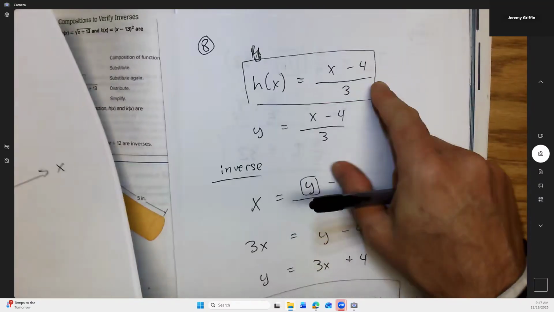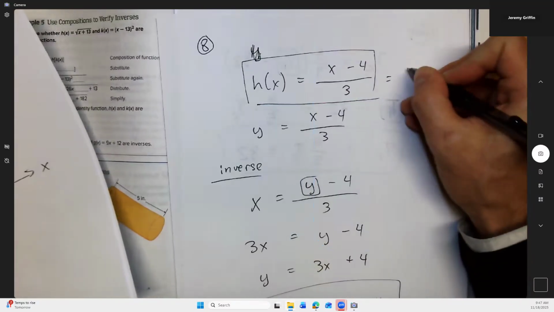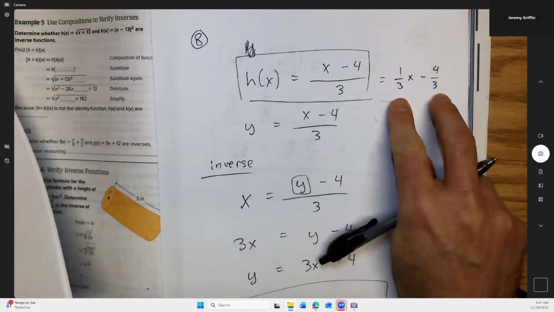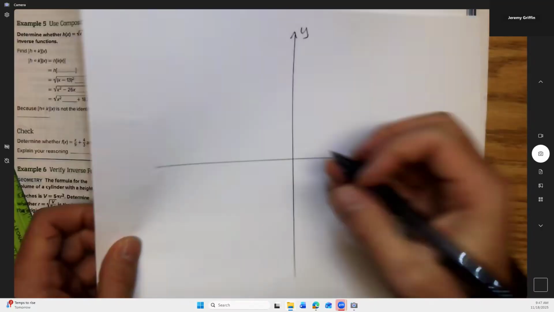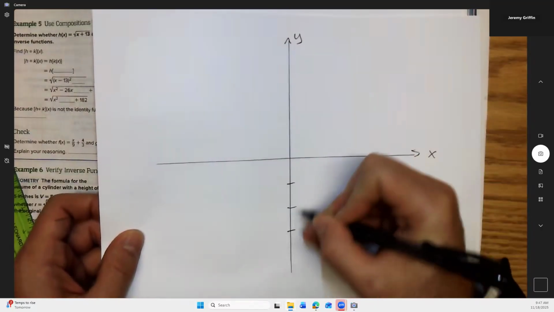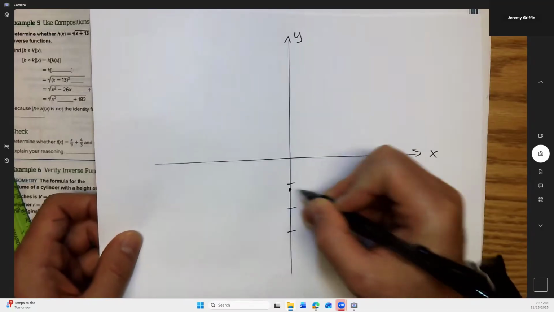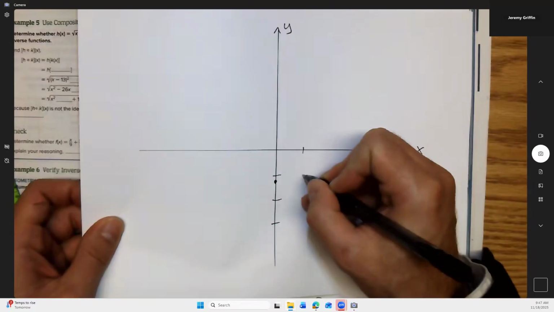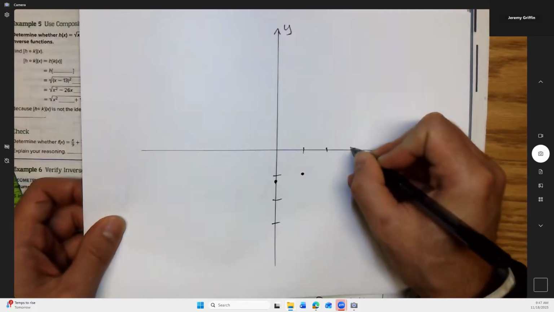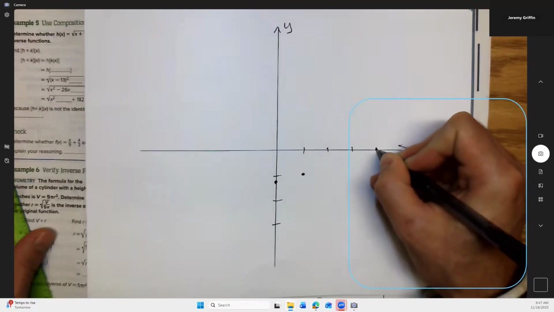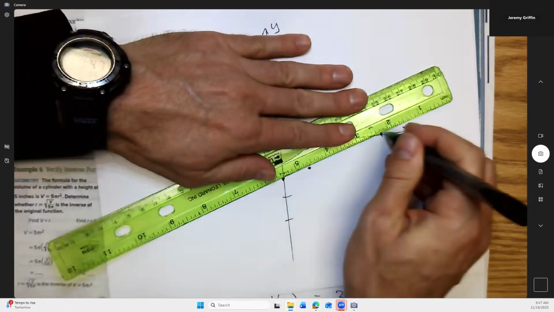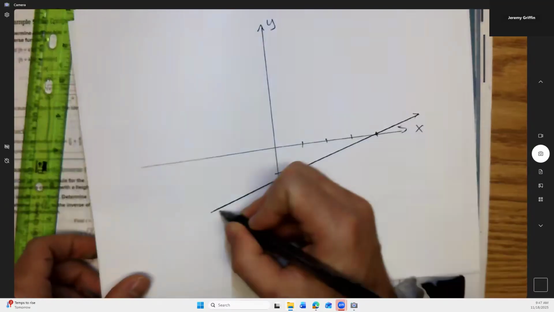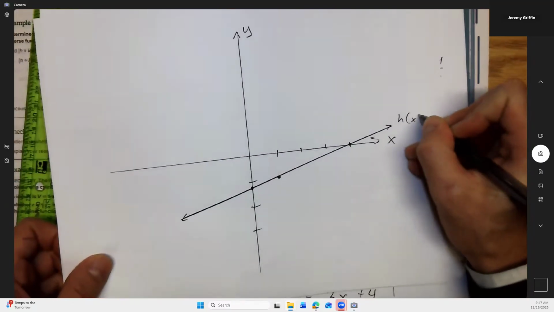Now, isn't this first one the same thing as 1/3 x minus 4/3? It could be that, right, if I just separate that up. So -4/3 could be right out here. And then if I have a slope of 1/3, like 1/3 is here, you continue on like that. This would be a straight line. So here's your original h of x function right here. I'll call this h of x.